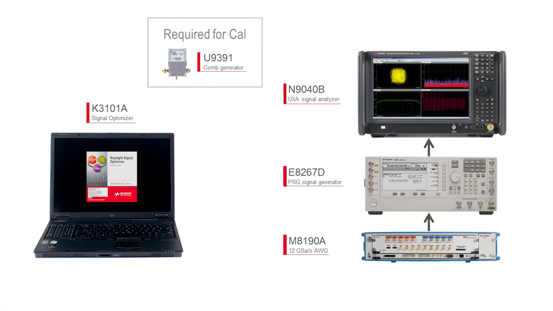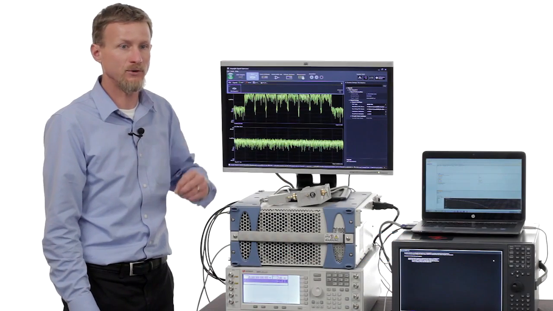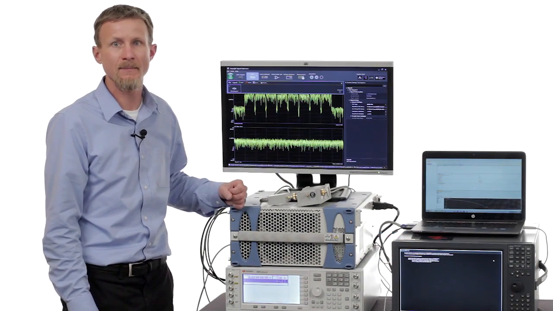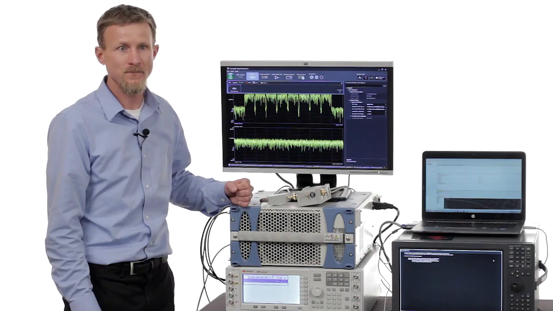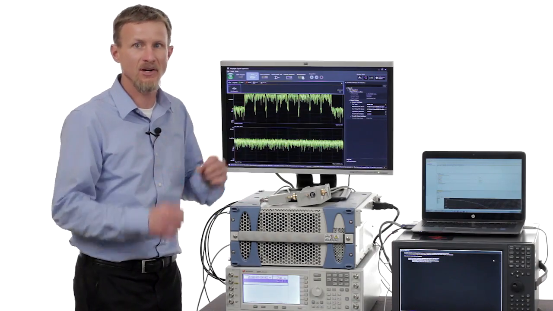Also, we have a comb generator. This is what enables us to do the calibration. This generates an extremely wide bandwidth comb signal all the way up to 67 gigahertz. We know the exact amplitude and phase of each of those CW signals coming out of the comb generator, and that's what enables us to do the initial calibration on the receive part of the test setup. Then we'll do a calibration of the source side as a second step. Now we'll look at the software which ties all of this together.